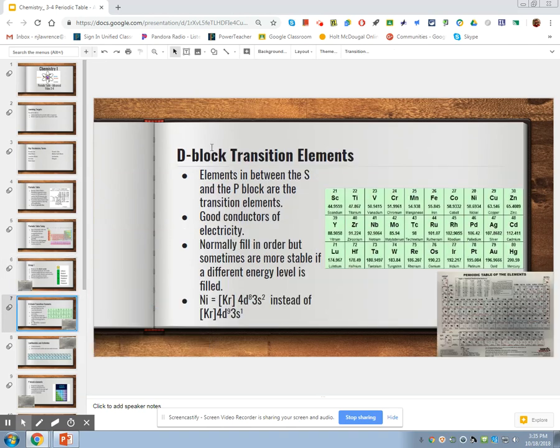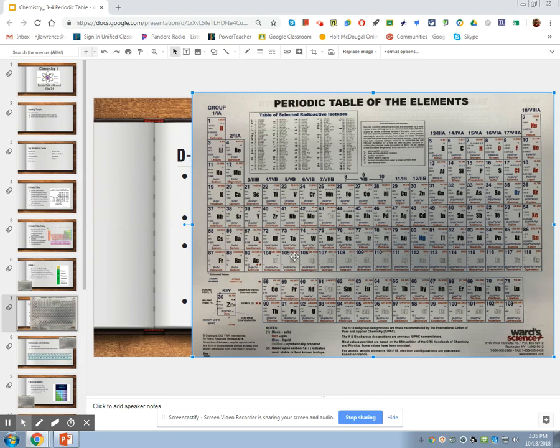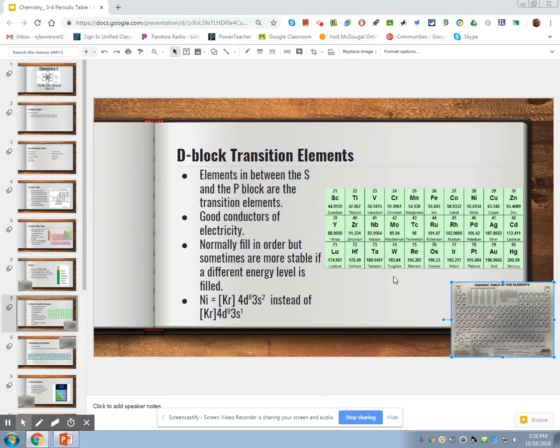Moving along, we see our D block. Our D block is called the transition metals. Again, on your periodic table I gave you, it is found right here. This is your D block. Your D block are the most common metals that you see. These are called the transition elements or the transition metals. These are good conductors of electricity. And normally, these guys will fill up their s orbital and then begin to fill up their d orbital.